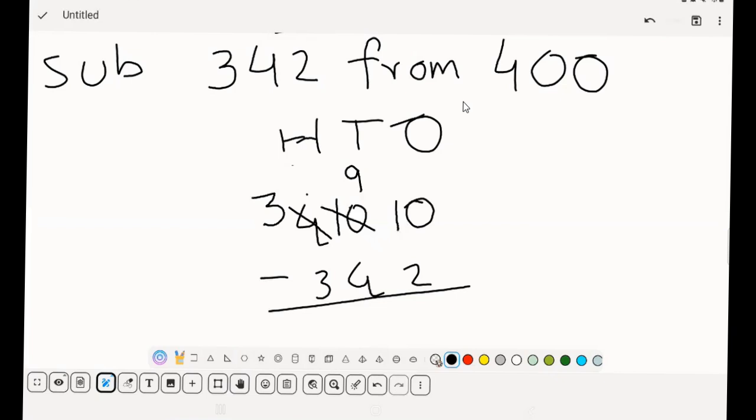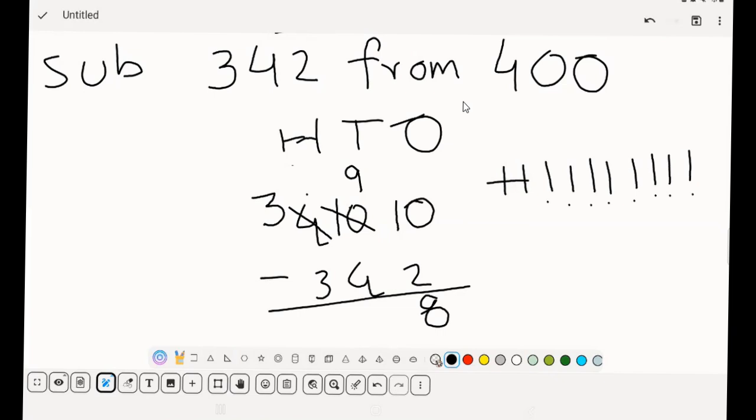So 10 minus 2 will be 1, 2, 3, 4, 5. These are the 10 lines. You will cut the 2 lines. Then how many chocolates do you have? 1, 2, 3, 4, 5, 6, 7, 8. Now you got an 8. This 10 minus 2 is 8.